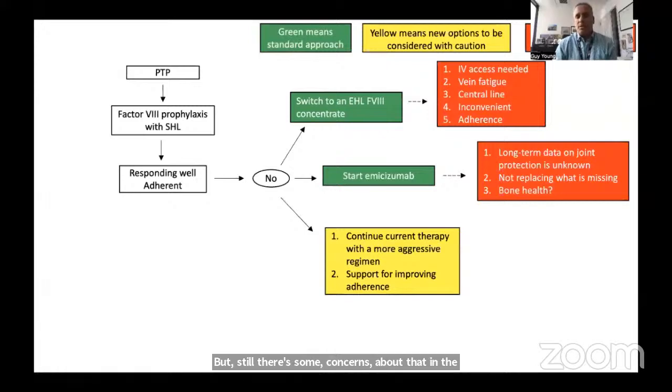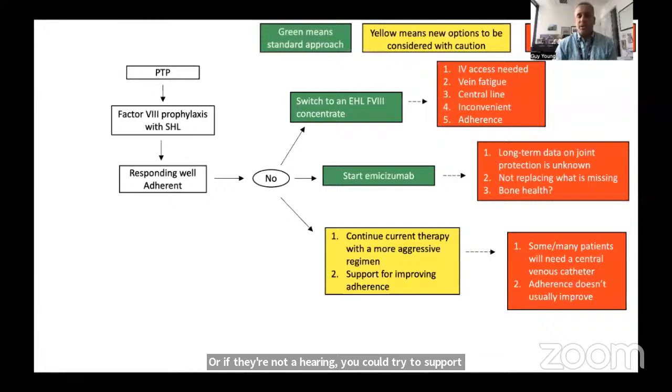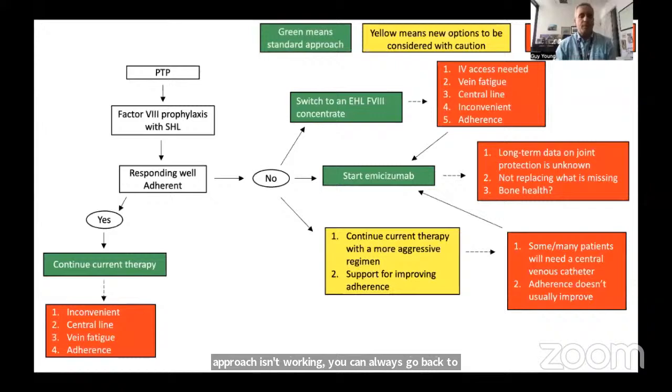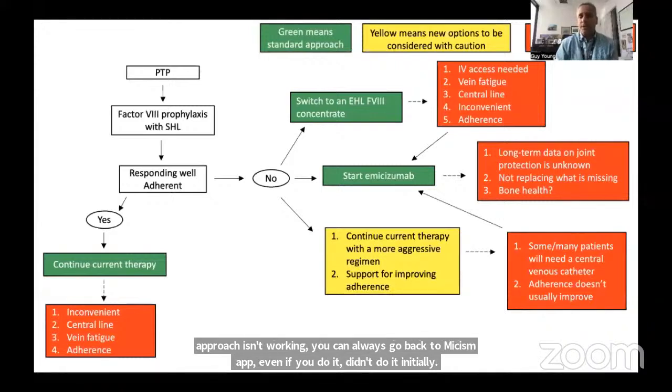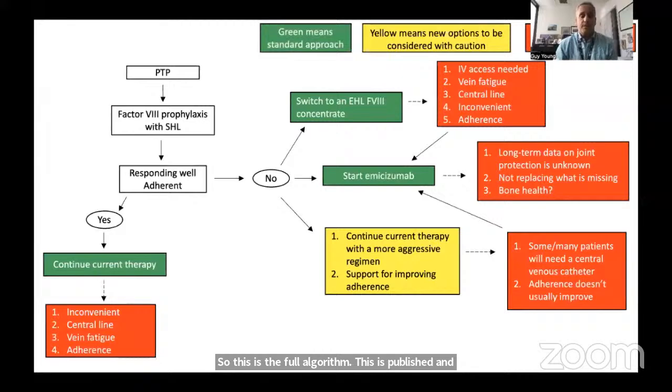Now, the other option I put in yellow because I don't really think this is a great idea, but if somebody's not responding well with standard half-life factor VIII, or they're not adherent, you could continue the current therapy with a more aggressive regimen, maybe give higher doses, more frequent, or if they're not adherent, you could try to support adherence. But this generally doesn't work, so that's why I put it in a yellow box. So a lot of patients still need central venous catheters, and if adherence is not good, typically it's not going to improve even by trying to continue with the IV therapy. So oftentimes you need to make some sort of change. So if the EHL isn't working or the other approach isn't working, you can always go back to emicizumab, even if you didn't do it initially. So this is the full algorithm. This is published, and I'll show you the paper at the end where you can find this algorithm.